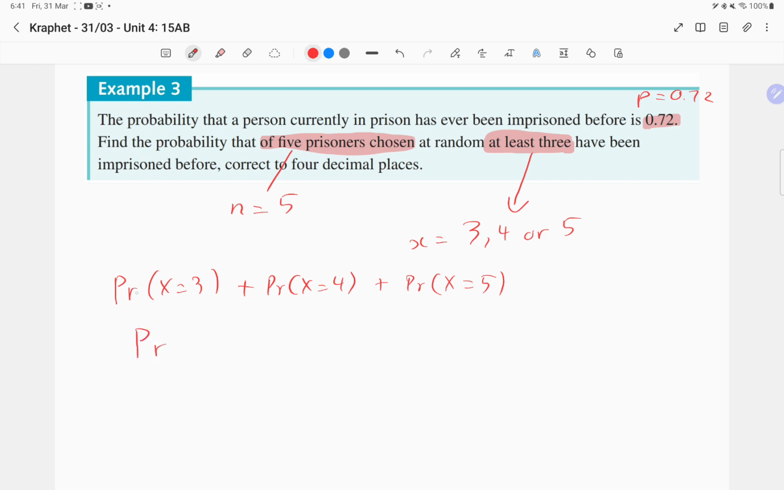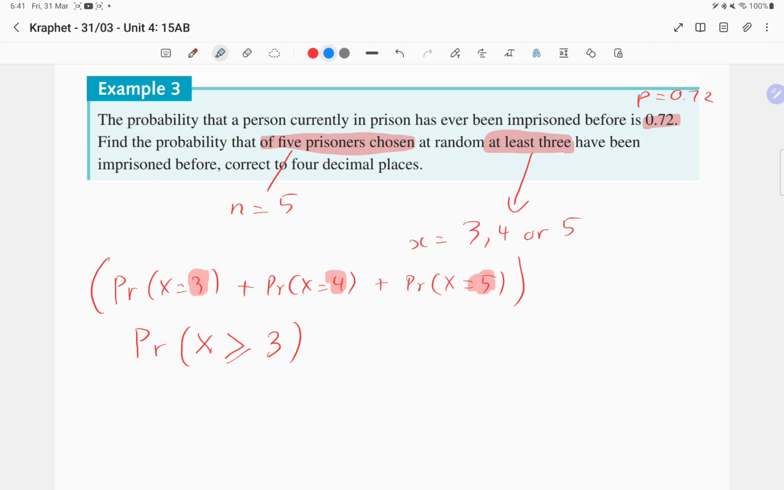So this is the meaning, right? But the shorter way to write it is, probability x is, guess what? You can use the greater than symbol, greater than or equal to 3. Make sense? Because all these values, 3, 4, and 5, are simply at least 3. That's what at least 3 means.